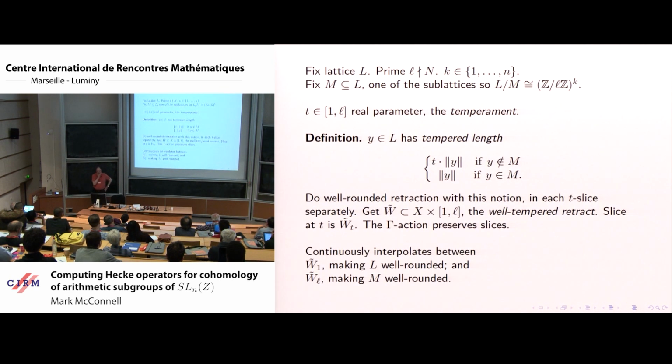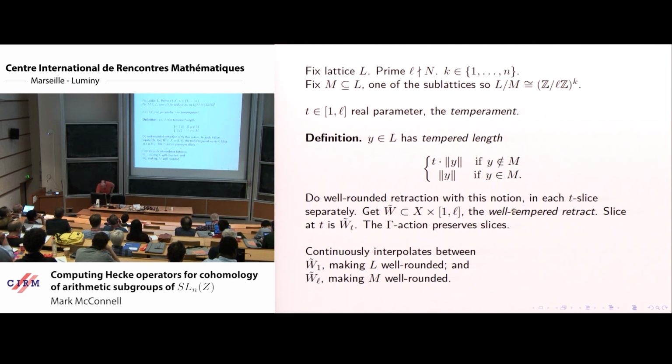Okay, so I'll describe the well-tempered retract. Again, fix a lattice capital L, and we have to do Hecke correspondences in the sense of L and sublattices M.